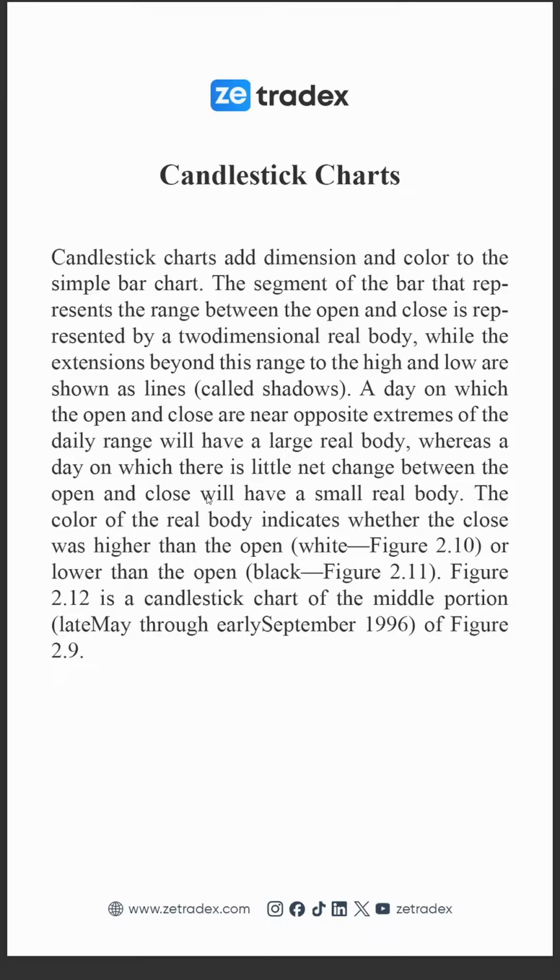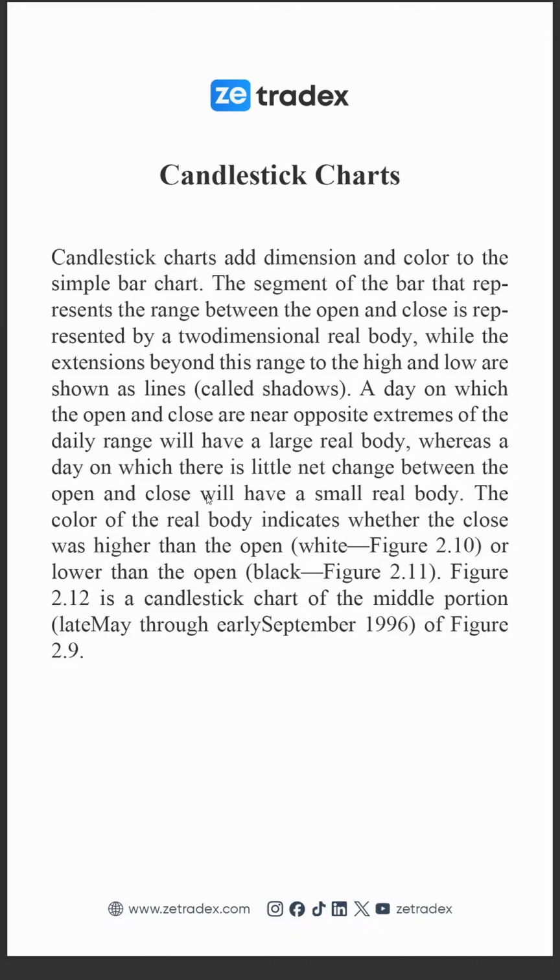We have candlestick charts. Importantly, these are one of the most famous kinds of chart because candlestick charts add what we call dimension and a bit of color to the simple bar chart. The segment of the bar that represents the range between open and close is represented by a two-dimensional real body, while the extensions beyond this range to the high and low are shown as lines called shadows. On a day on which the open and close are near opposite extremes of the daily range, we have a large real body, whereas a day on which there is little net change between the open and close will have a small real body. The color of the real body indicates whether the close was higher or lower than the open.